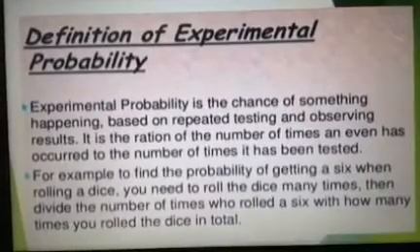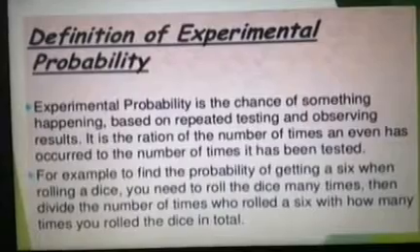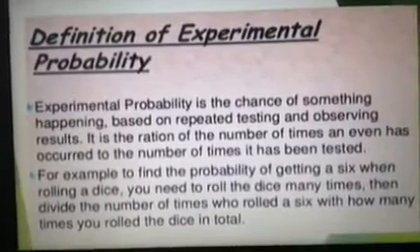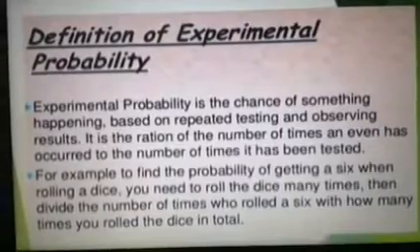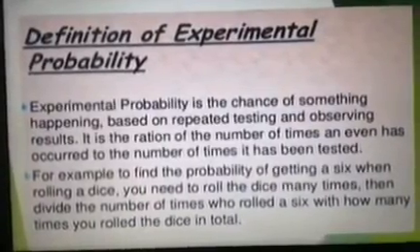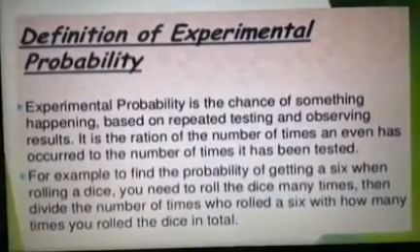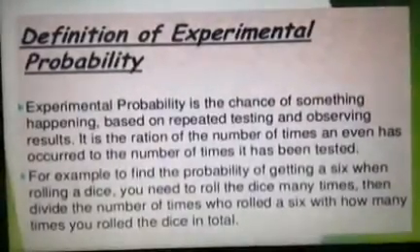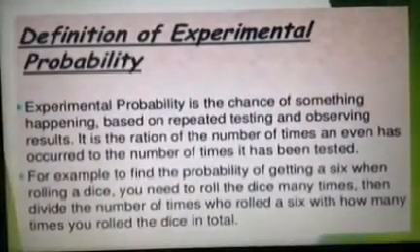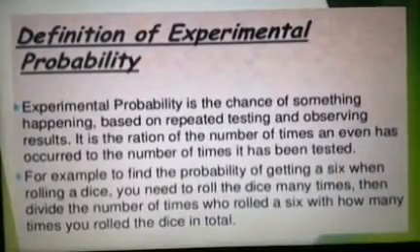Happening based on repeated testing and observing results. So when you do it experimentally, when physics experiments are done, they make a note of all the possibilities, the records, the data. Whatever they are doing, we call it the experimental probability. And if you take two coins and toss them, that is also an example of experimental probability, because you're doing it experimentally and noting it down, right?